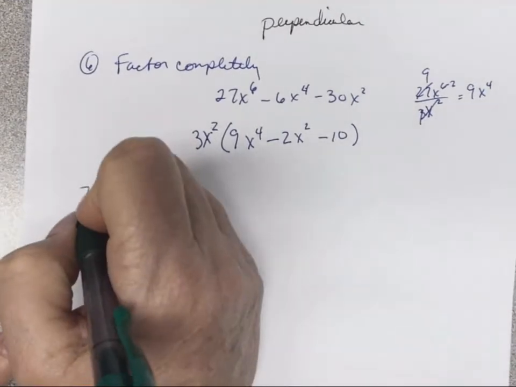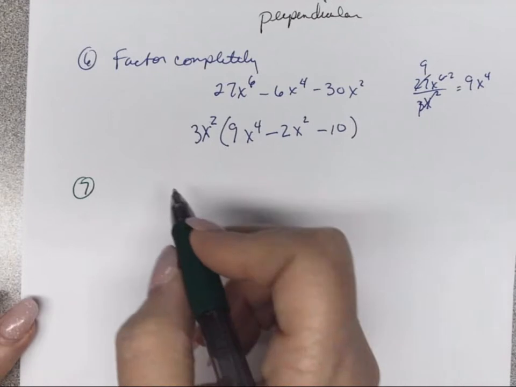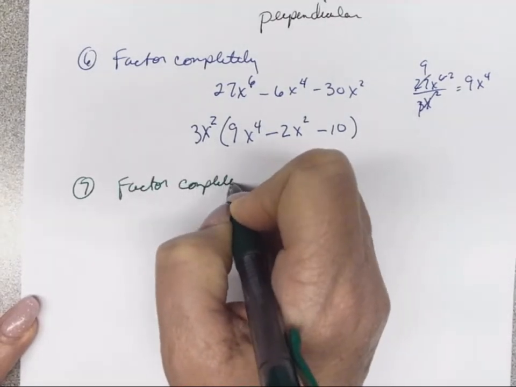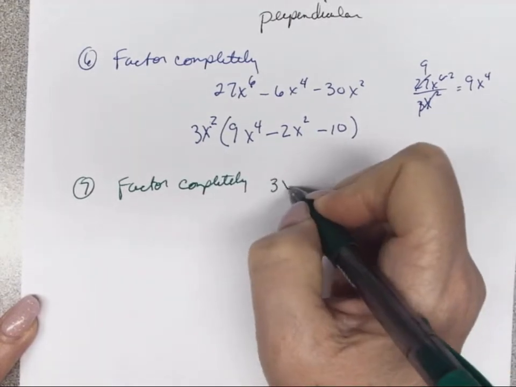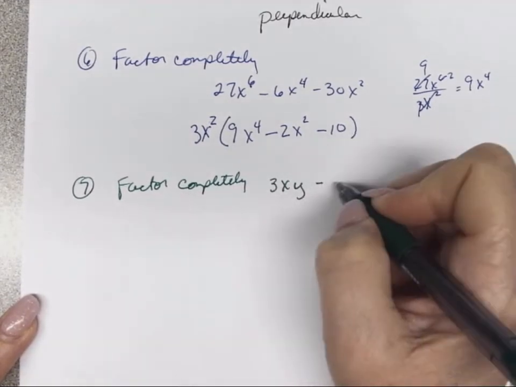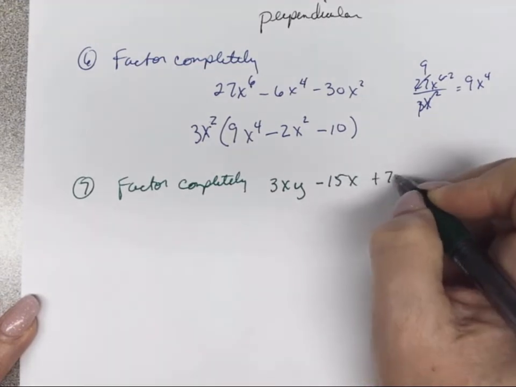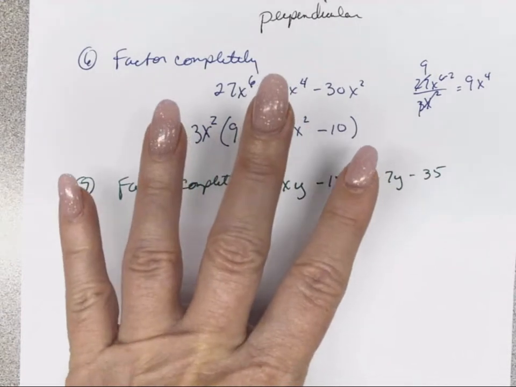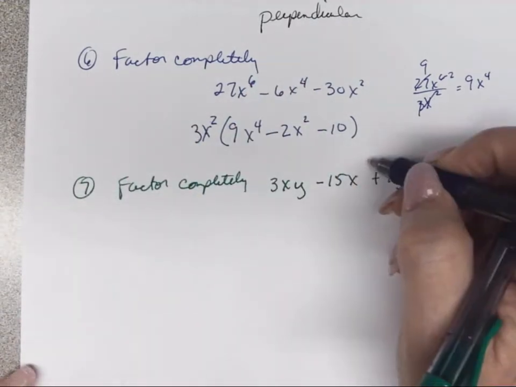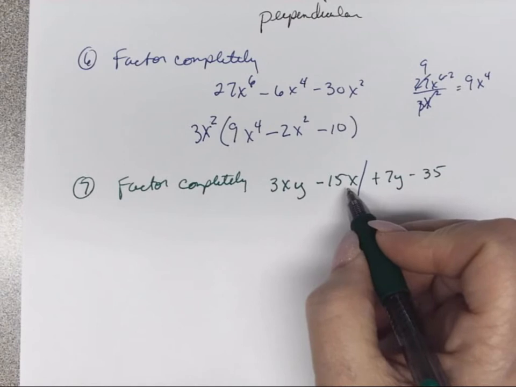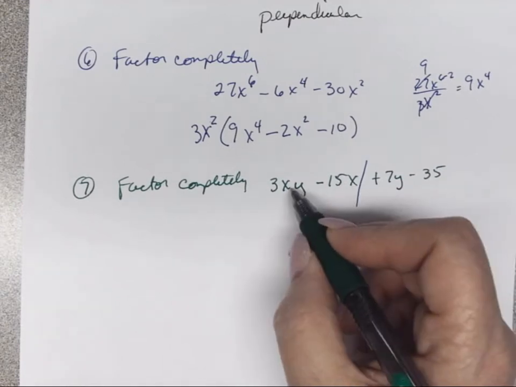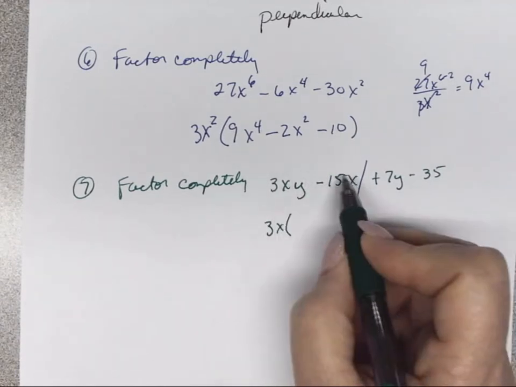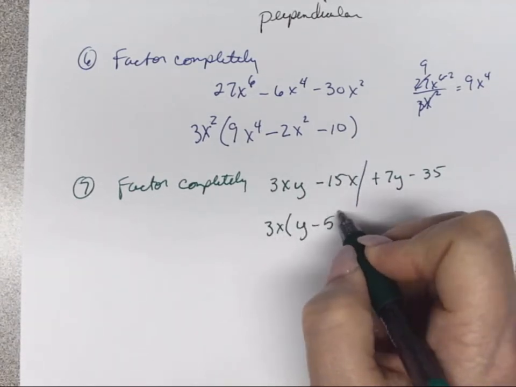All right, number 7. We are, again, factoring completely. When we have 3xy minus 15x plus 7y minus 35. So we have 4 terms. Whenever we have 4 terms, we're factoring by grouping. So on the first half, we can factor out a 3 and an x. That's the GCF on the first half. We're left with y minus 5.